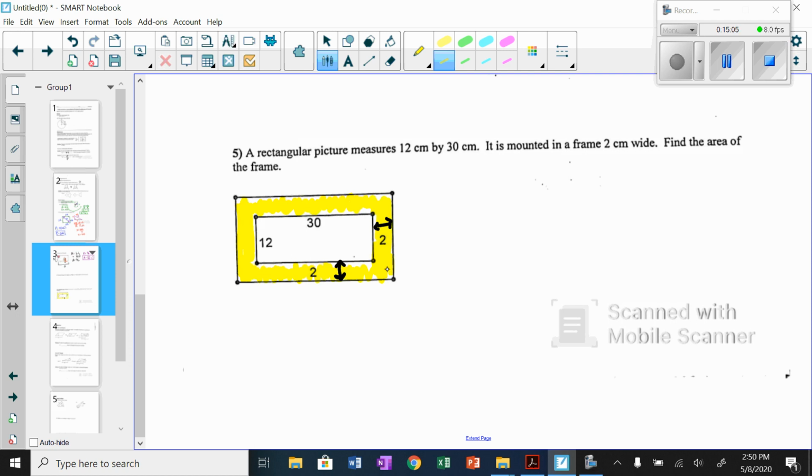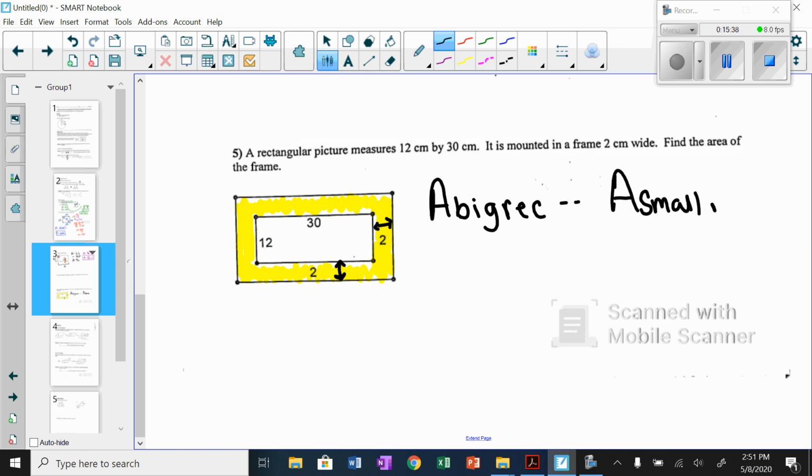Okay, so how am I going to find just the yellow area? I know we have two rectangles, but if I find the area, remember the area is the inside portion, right? If I find the area of the big rectangle, the area is going to be too big. And if I find the area of the smaller inside rectangle, that area is going to be too small. So how am I going to find the area of just the yellow region? We're going to find the area of the big rectangle and subtract from that the area of the small rectangle.